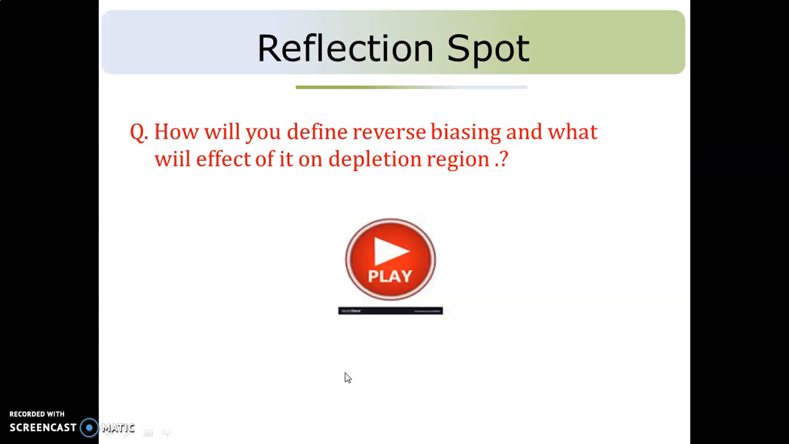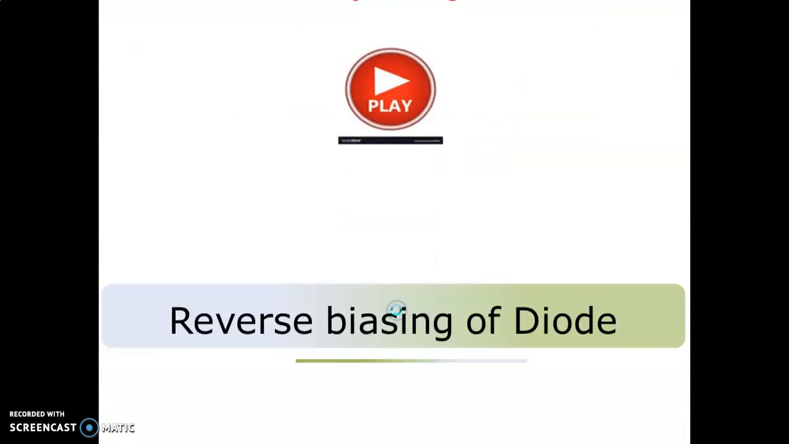Now, it is the time to think and reflect. Pause the video and record your answer in a notebook. For the question, how will you define the reverse biasing and what will be the effect of it on depletion region? If you have finished writing, then play the video and see the answer.